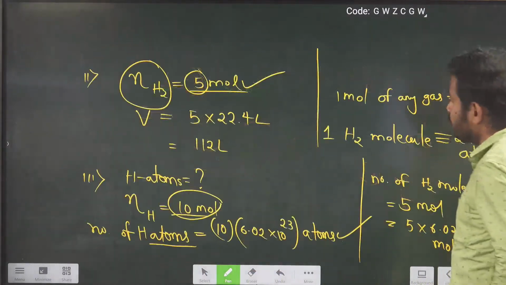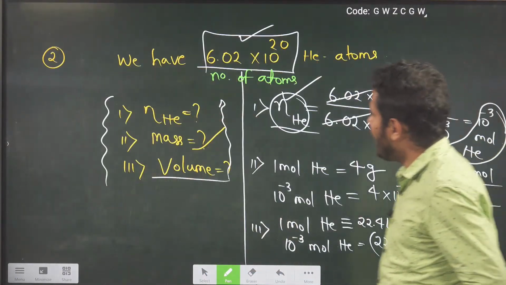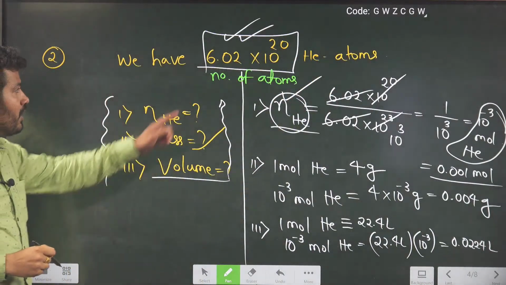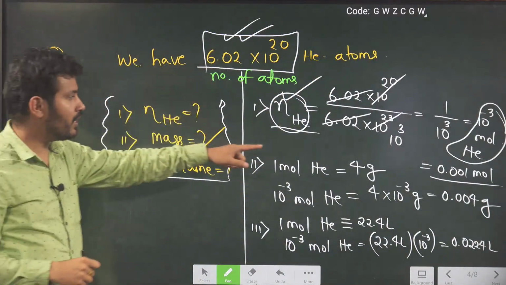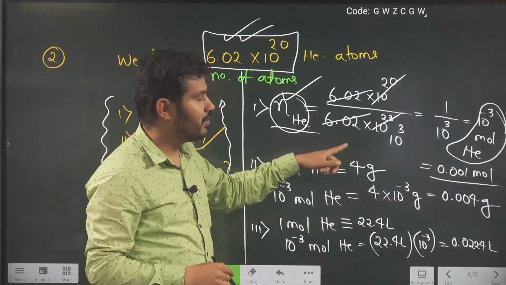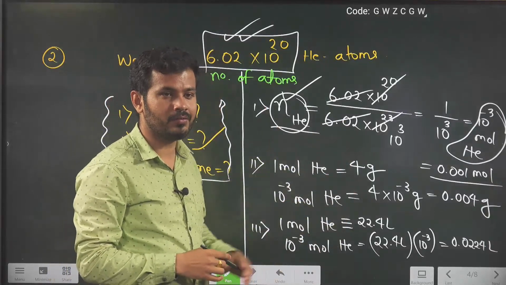Next, talking about the next question, we had these many helium atoms with us. So from given number of atoms, given atoms by Avogadro number, we have solved the number of moles, and further we have simplified for the other part of the question.